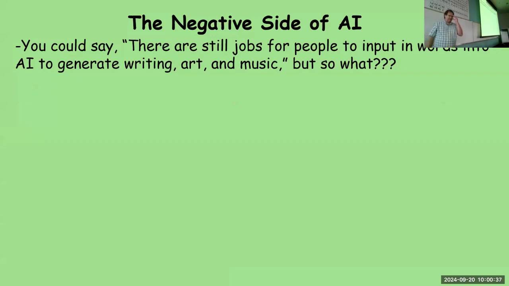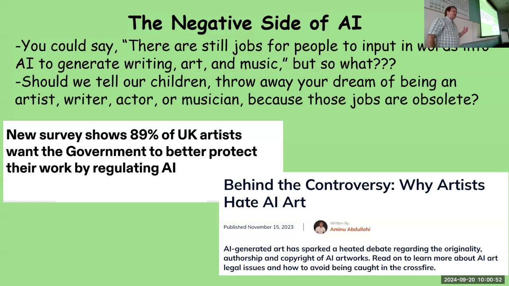You could say, well, what's the problem? There are still jobs for people to input words into AI, to generate writing, to generate art, to generate music. So what? Who cares if those jobs are available? Should we tell our children who want to be an artist, a writer, an actor or a translator, sorry, your job doesn't work anymore? It's an obsolete job, but you can get a job maybe as someone putting in code to generate art, even though you want to express yourself by painting. You can't do that anymore. Is that the world we want to live in?